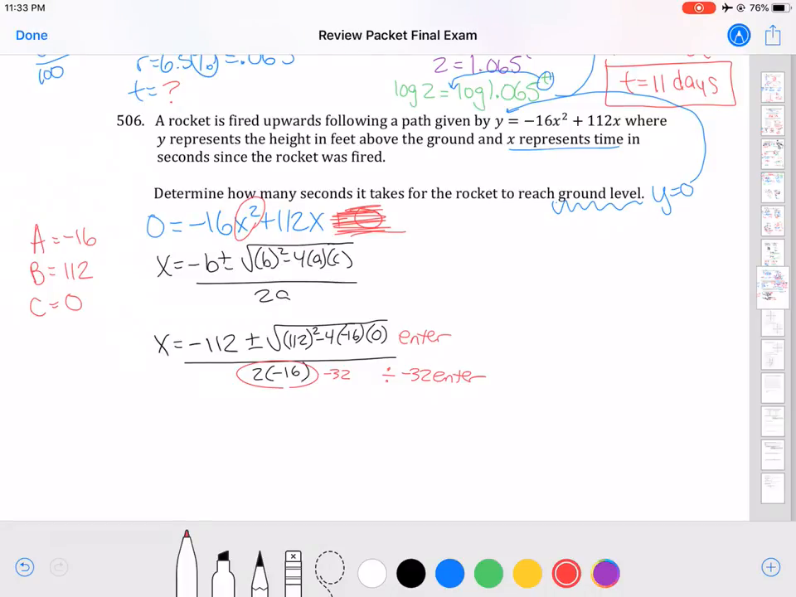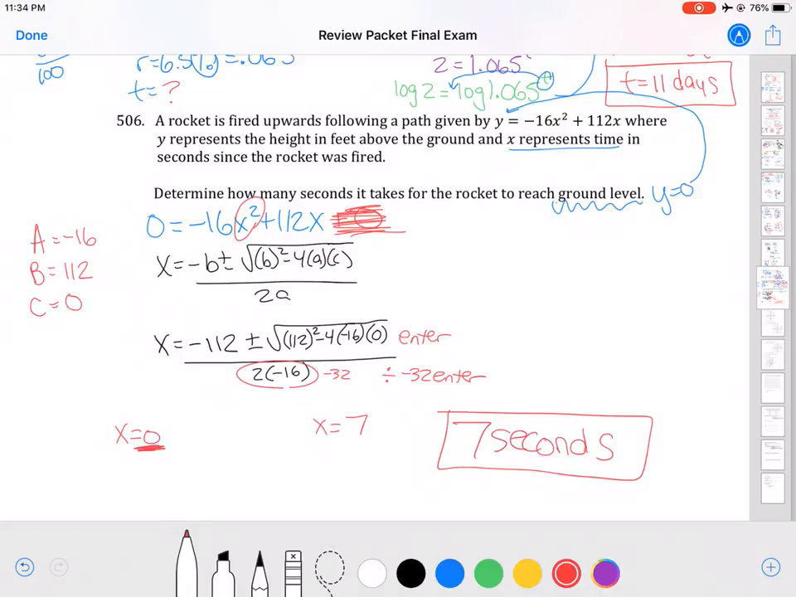All right, so when you plug it in with a plus first, you end up getting x equals 0. When you plug it in with a minus, you should end up with x equals 7. So when it says determine how many seconds it takes for the rocket to reach ground level, it's not going to take 0 seconds. 0 seconds is before it starts, or technically the very, very moment it starts. So your answer for this one is going to be 7 seconds.